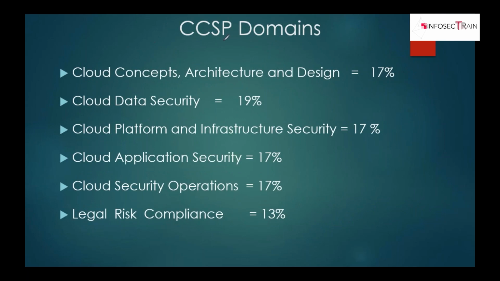So basically, CCSP has a total of 6 domains. As you know, CCSP has 6 domains, starting from the very basic cloud concepts: how we can design the cloud, what the cloud platform is, how we can design the cloud platform, what are the factors we have to consider, and all.